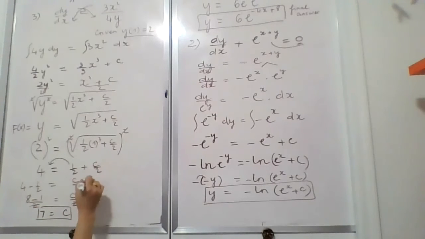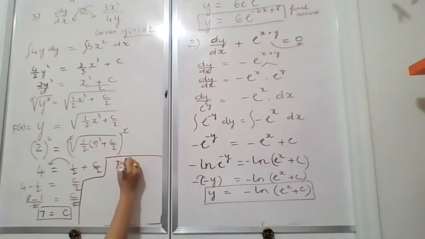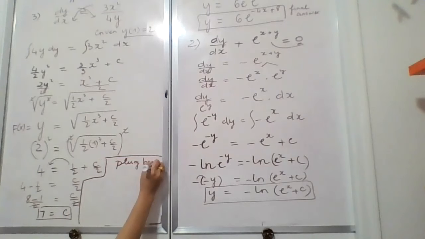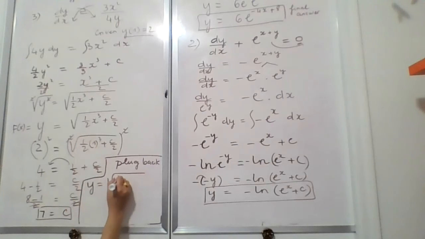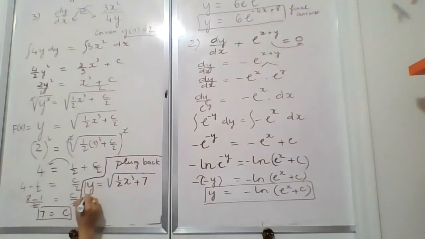So now how do we do the next step? We plug back, right? Plug back into the original equation. And our original equation y equals square root of 1/2 x to the power 3 plus c, now c is 7. So that's how we answer the third question. So this is the final.